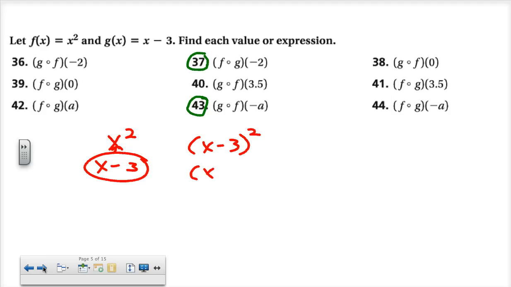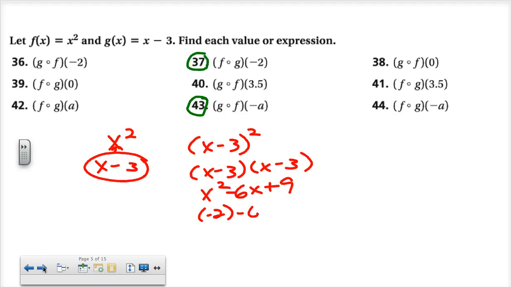And that, of course, will give me x minus 3 times x minus 3, a binomial squared, which is x squared minus 6x plus 9 as a perfect square trinomial. And then I need to put a -2 in. So -2 minus 6 times -2 plus 9. So this will be -2 plus 18 plus 9. -2 plus 18 is 16, and 16 plus 9 is 25. So once we evaluate for the number that they give us, we're just following the order of operations.